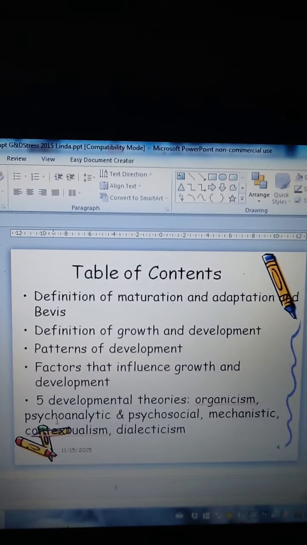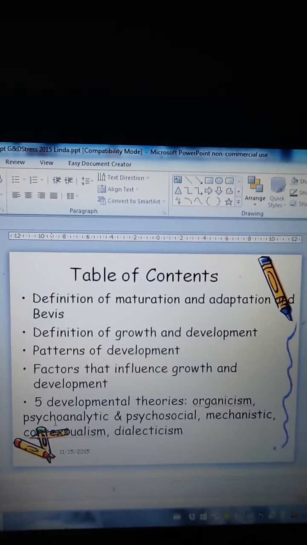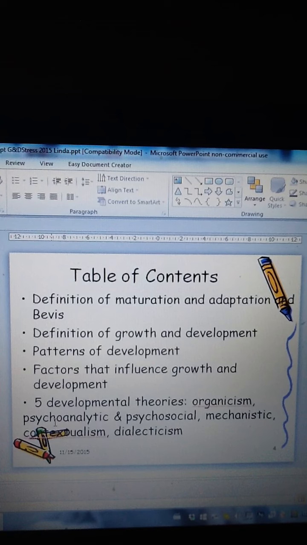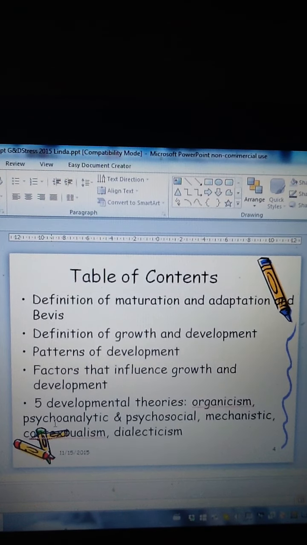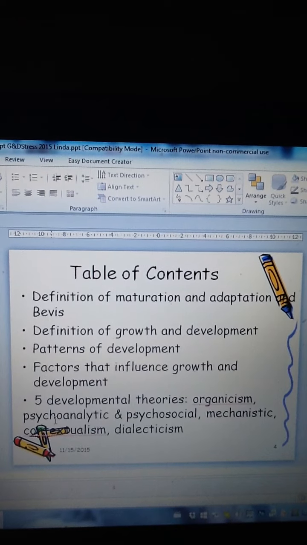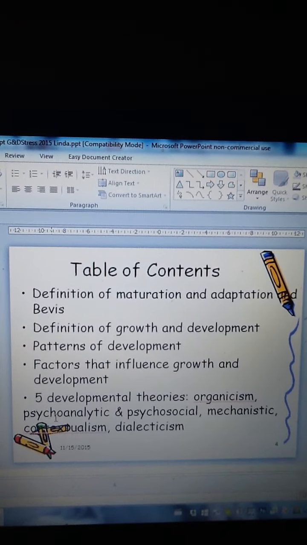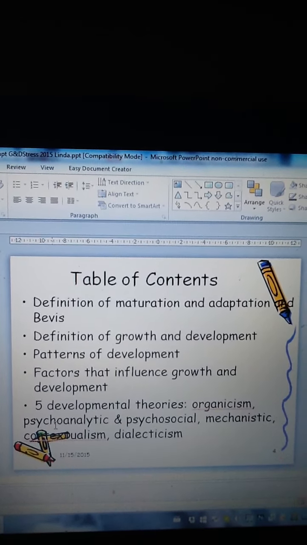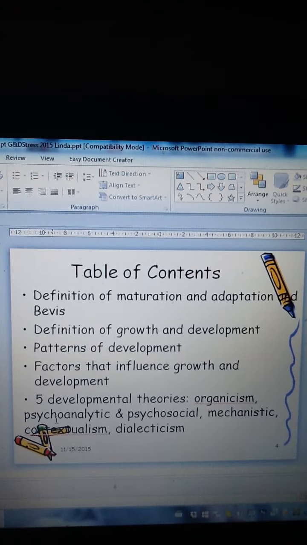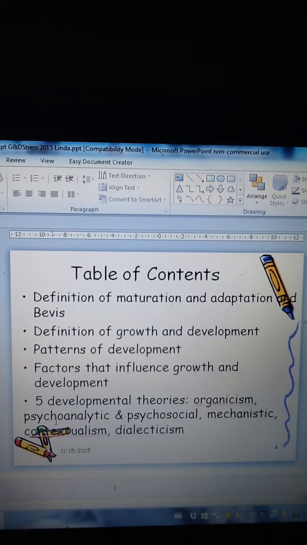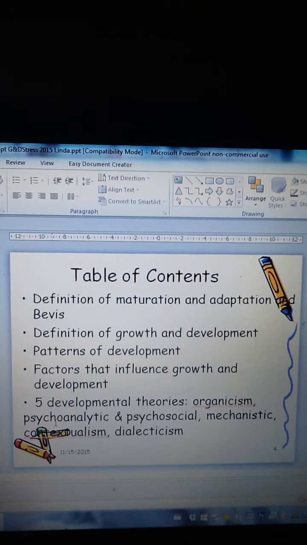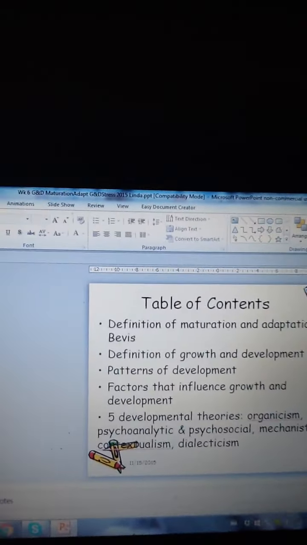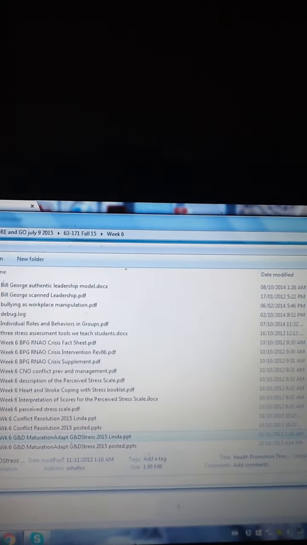Not to say that I wouldn't ask questions around theorists that come up in the other lectures. So, of course, I like Bandura's self-efficacy theory. I like Piaget and Erikson, and of course Beavis, and any of the other theoretical models that you see in the other lectures are fair game. But these particular ones down here, I'm not going to be asking you any questions around these 5 developmental theories. Just wanted to remind you of that. Let me just get back to where we were. Okay.